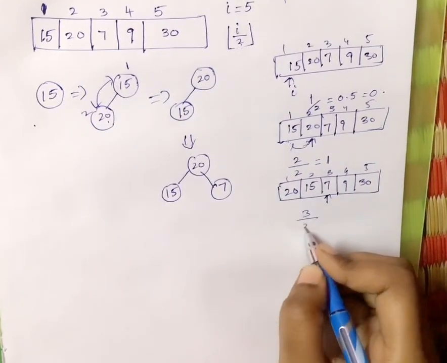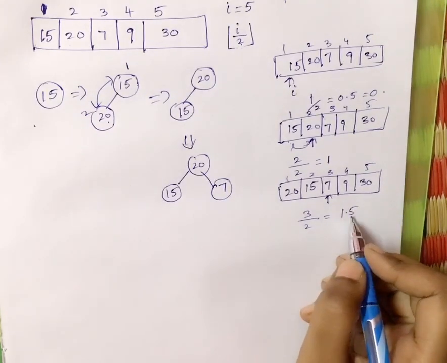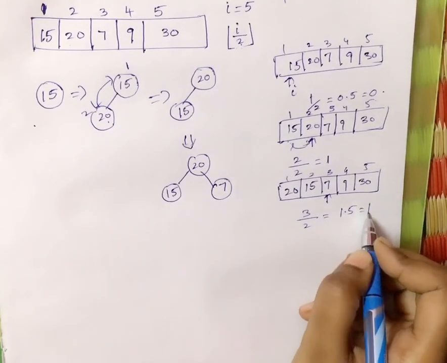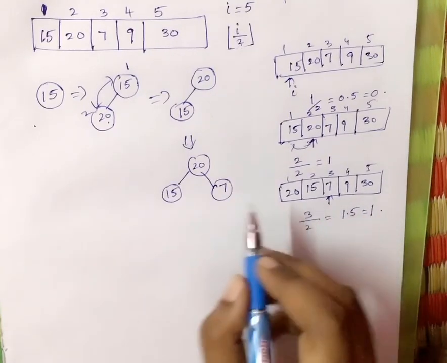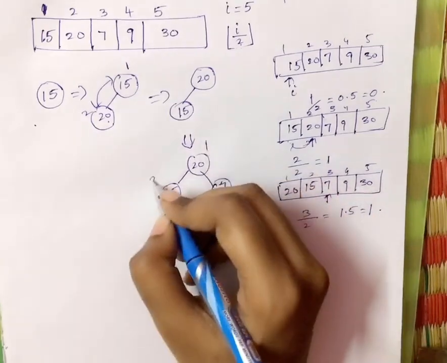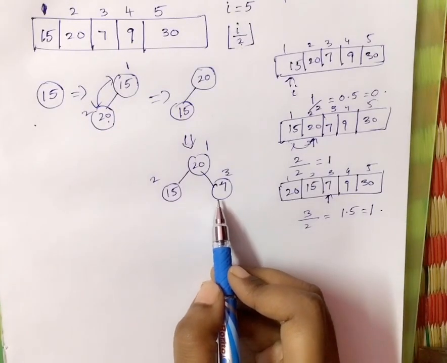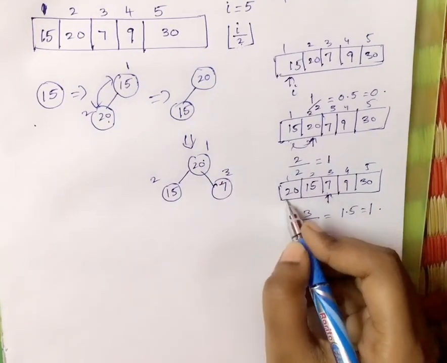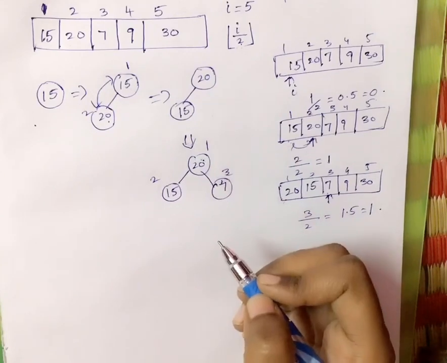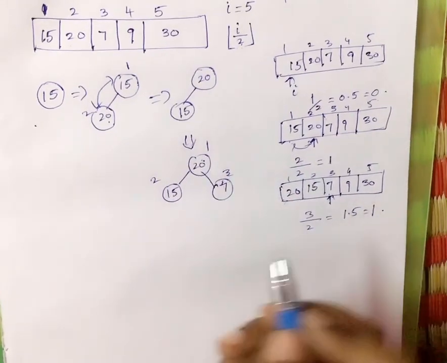So 3 divided by 2 is equal to 1.5. I will take the floor value as 1, and compare this value with the 1. So 1, 2 and 3. Again, now what will I compare? I will compare with this 1. The pointing of this 1 is 20, so I am comparing with 20. This is a smaller value than this, so there is no change in the array.